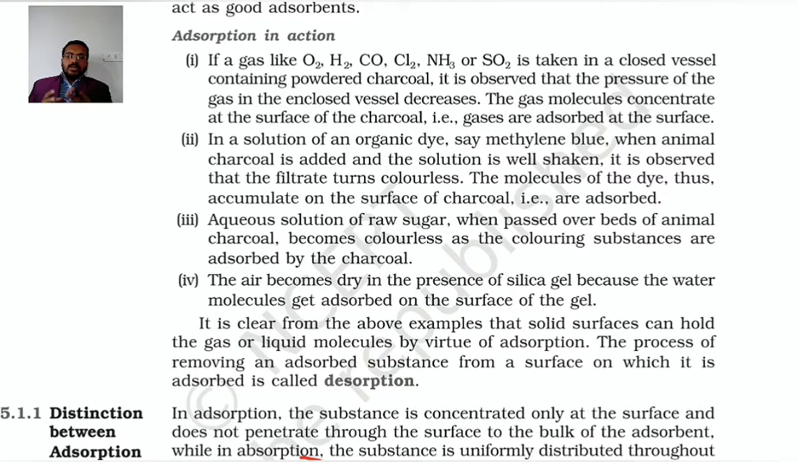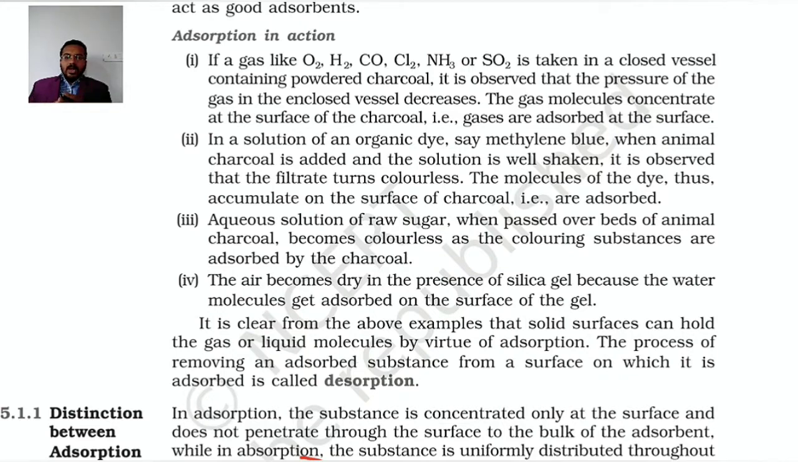When activated charcoal is introduced and after 1 or 2 hours, what is observed is that the pressure inside the chamber decreases. Why? Because these molecules were adsorbed by the charcoal, and due to this adsorption, the collisions have been drastically reduced, and thereby the pressure of the entire system is reduced.